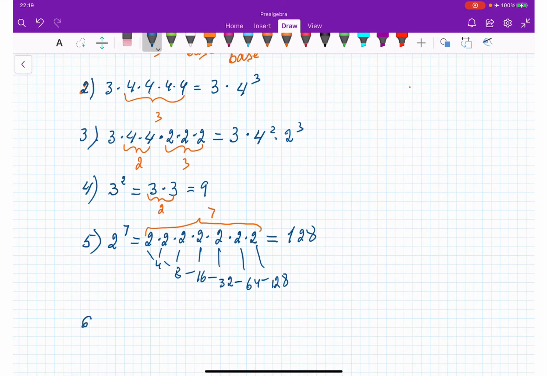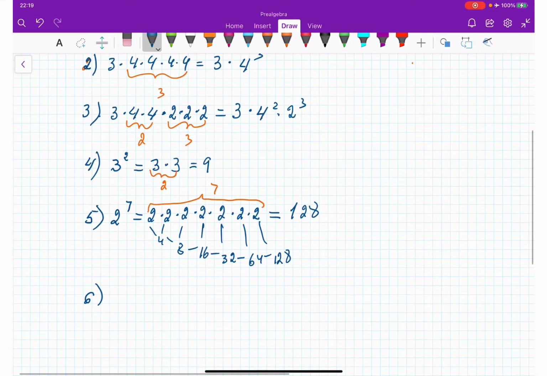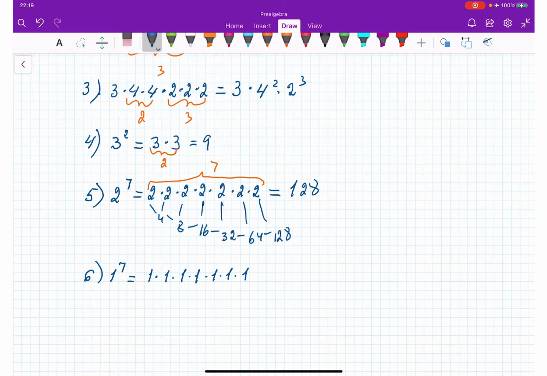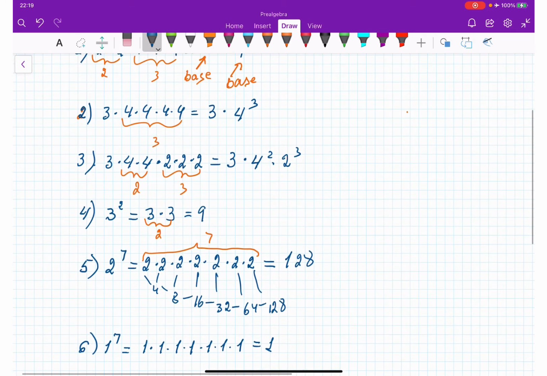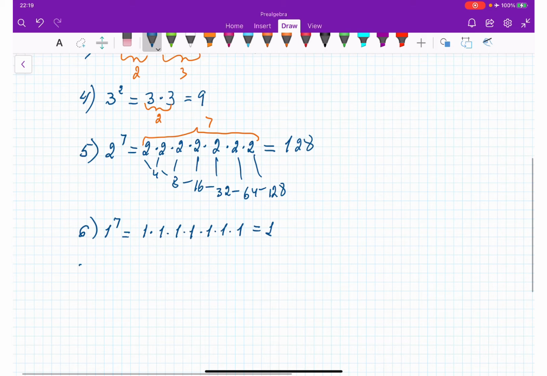Number 6, we have 1 to power 7. 1, it can be any power, doesn't matter, it's going to be 1. You know why? Because let's say write down 7 times, 3, 4, 5, 6, 7, right? 1 times 1 is 1, 1 times 1 is 1, 1 times 1 is 1, and so on. So it's 1. 1 to power million, how much is it? 1.